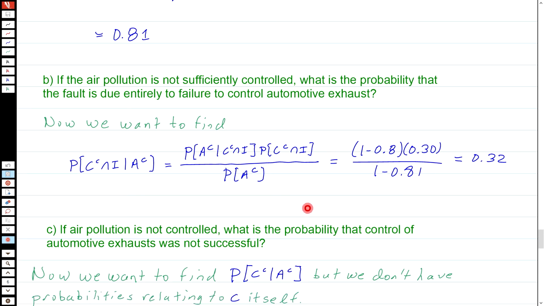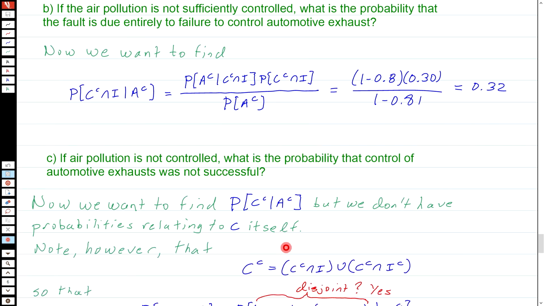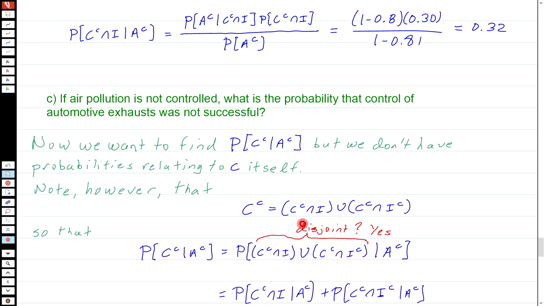Next question is, if air pollution is not controlled, so again, given A complement, what is the probability that control of automotive exhaust was not successful? So this is another more complicated problem. We're looking for the probability that we fail to control automotive exhaust given that we fail to control air pollution. But we don't have a probability of C complement in terms of A complement anywhere. So we have to make use of the fact that C complement is actually made up of two parts.